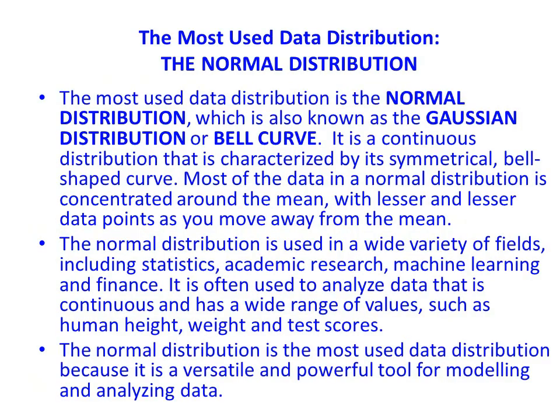From among these data distributions, the most used data distribution is the normal distribution. The most used data distribution is the normal distribution, which is also known as the Gaussian distribution or the bell curve. It is a continuous distribution that is characterized by its symmetrical, bell-shaped curve. Most of the data in a normal distribution is concentrated around the mean, with lesser and lesser data points as you move away from the mean.